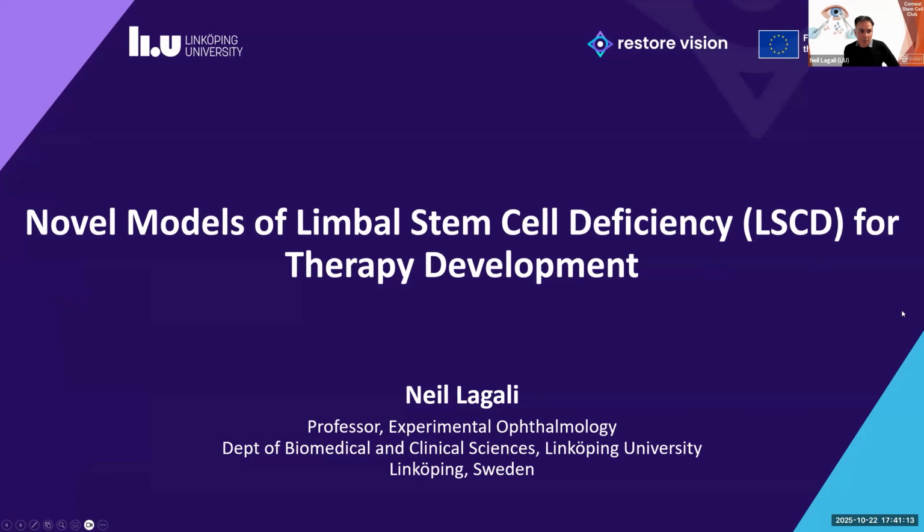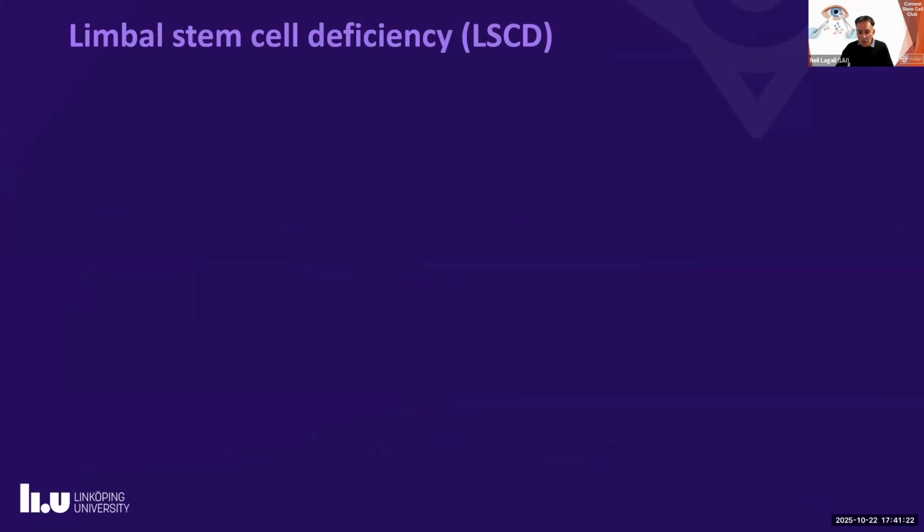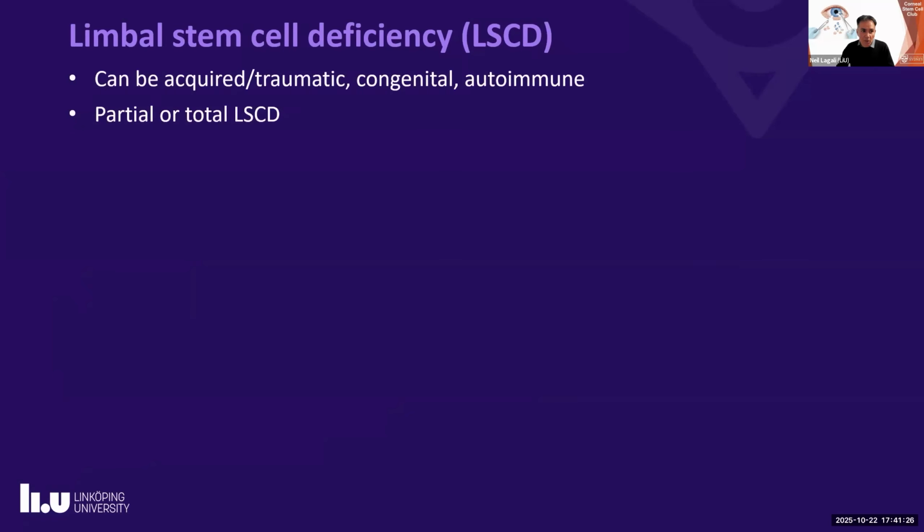Today, I'll be talking a little bit about how we use novel models of LSCD for therapy development. So limbal stem cell deficiency, as you've heard in the previous excellent talks, can be acquired or traumatic, but it can also be congenital or as a result of autoimmune diseases. And it can be a partial or a total stem cell deficiency.